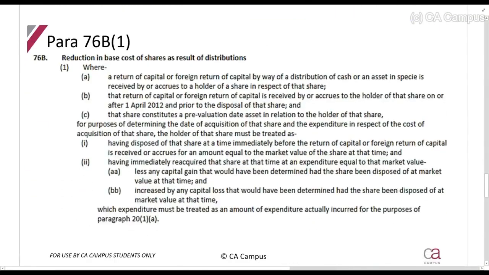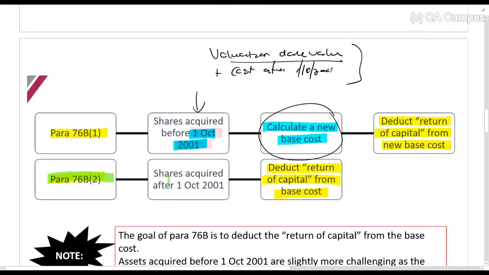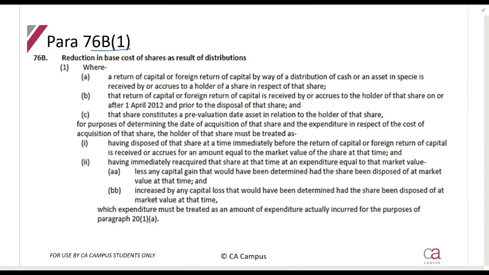Now, paragraph 76b1, this is the more difficult one. So first I want you to see what they do is they tell you how to calculate this new base cost. And then you will deduct that amount. Okay, so where a return of capital is received by a distribution of cash or an asset in specie by a holder of shares, and that share is a pre-valuation date asset.